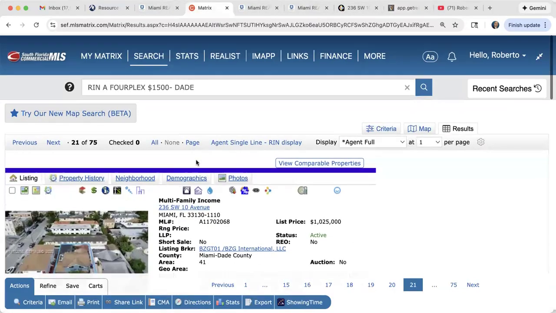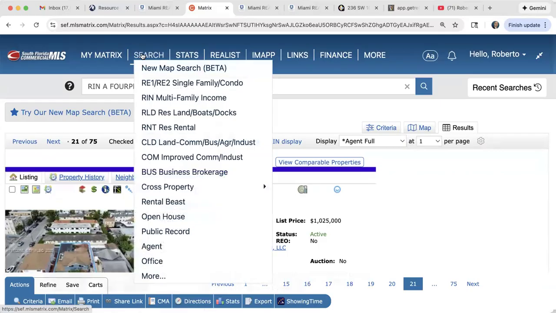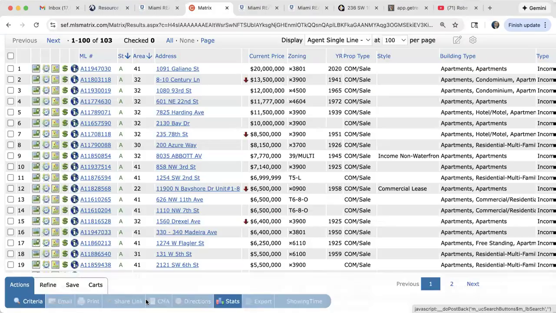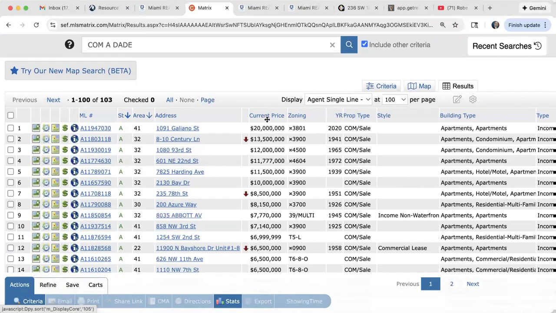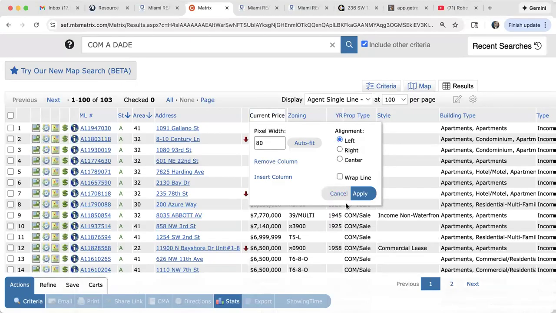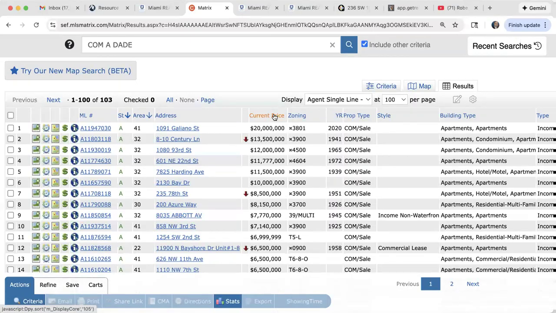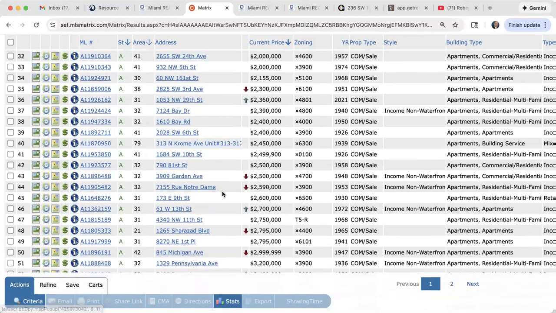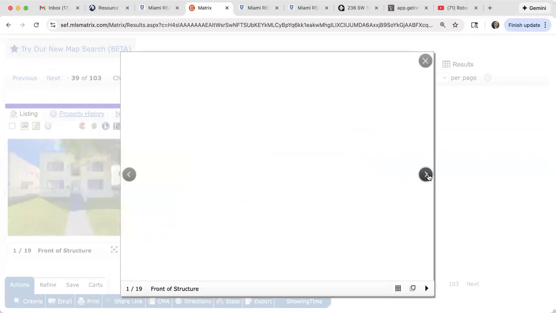Just as a reminder, that was a fourplex in the MLS. If you want to search for larger properties, you go to commercial, improved right here. And anything over 5 units, you're going to come here, hit sale, hit apartments, and hit Miami-Dade. These are much larger properties, right? These are not 4 units. These are 6 units, 10 units, 25 units, whatever units. So something like this, right?